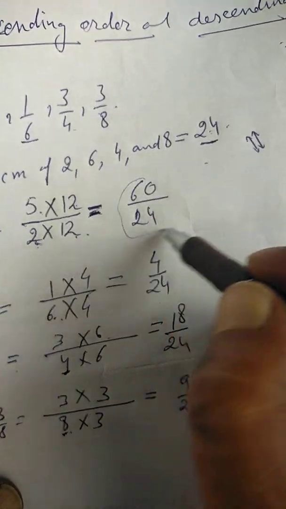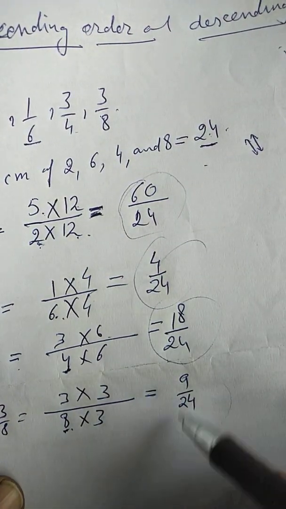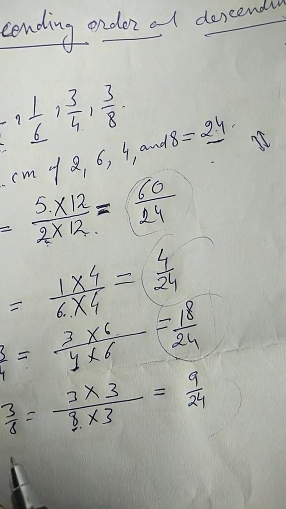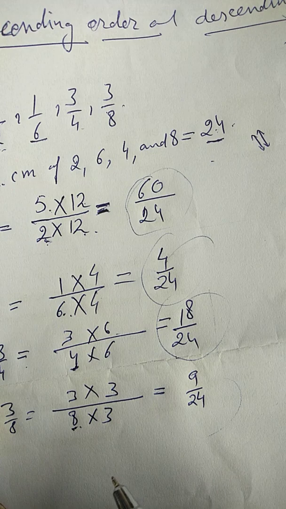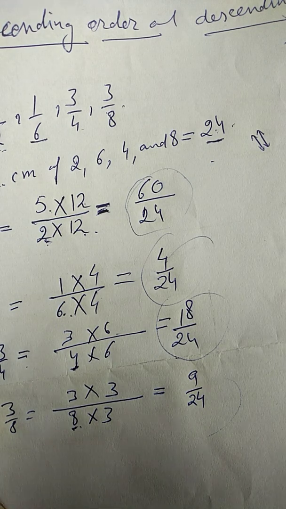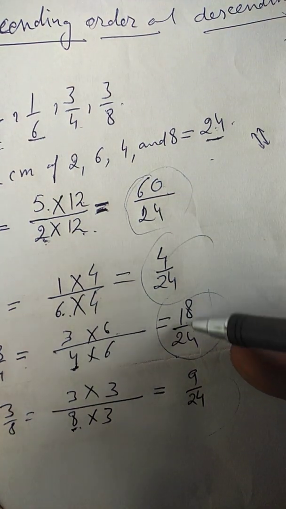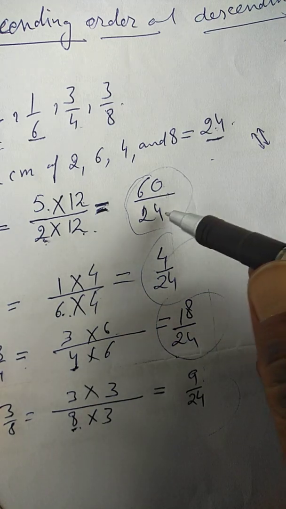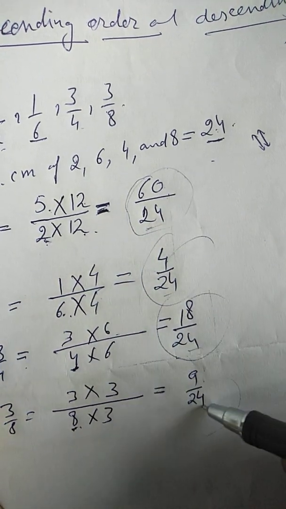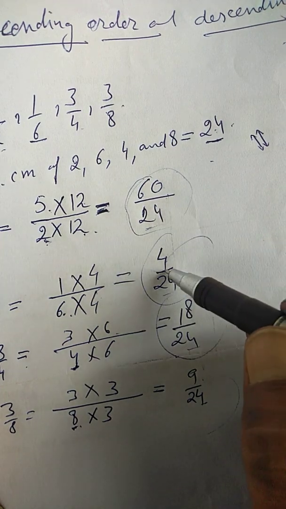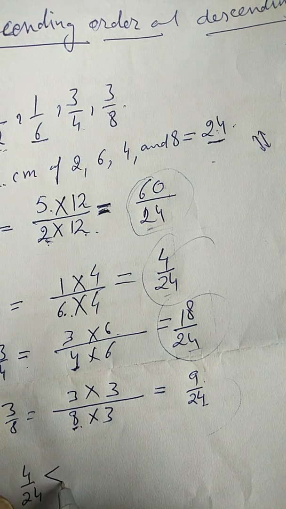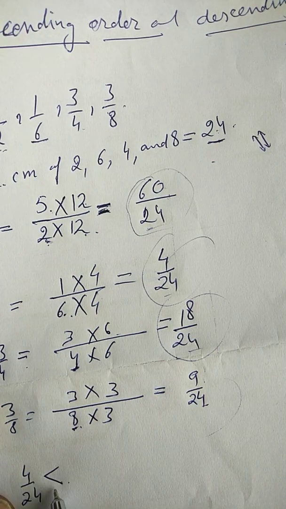Now look at these fractions, right? These are now like fractions. Now arrange them. You have to write down the ascending order. Ascending order means smaller to greater, right? So among these like fractions, which one is the smaller one? Denominators are the same. So which one is smaller? 4. So you will write 4 upon 24. You will put the sign of less than, because smaller to greater.